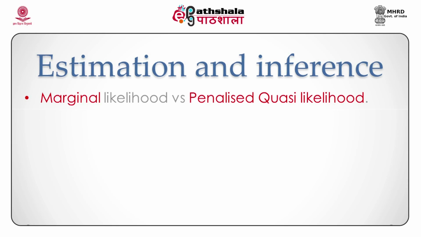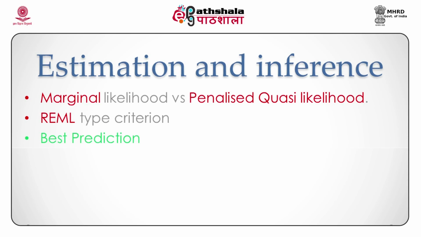I have mentioned the concept of REML to estimate variance parameters. Here also it is possible to arrive at a REML type criterion to estimate the variance parameters. We are interested in getting some kind of prediction of the random effects, and this can be done using the concept of best prediction, though its implementation here is of course more difficult. It is possible to improve upon the estimates arrived at using these procedures by applying further bias correction to the PQL estimator.